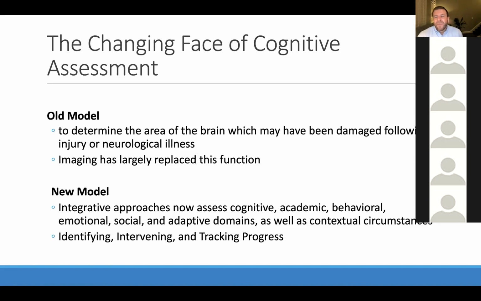Another piece that we're going to talk about that's an important role of assessment, both neuropsychological and educational assessment, is to be able to track over time an individual's progress, right? So that if we're intervening, we can learn about how effective those interventions are in supporting someone's progress.